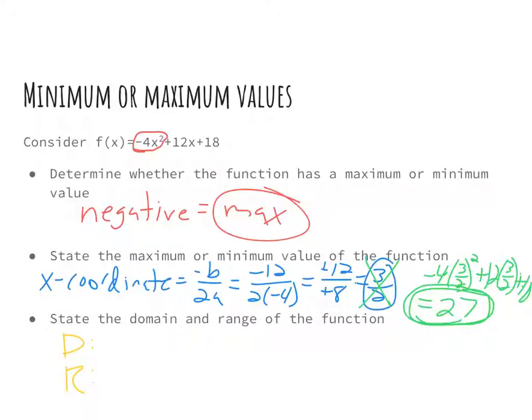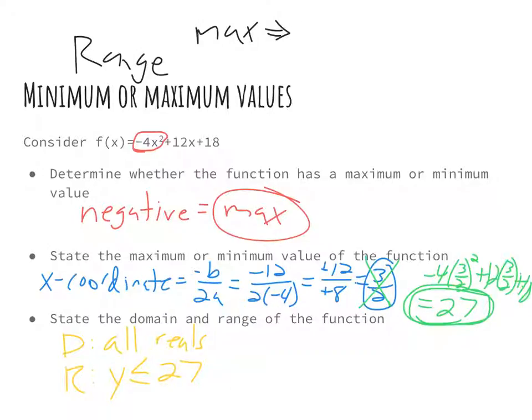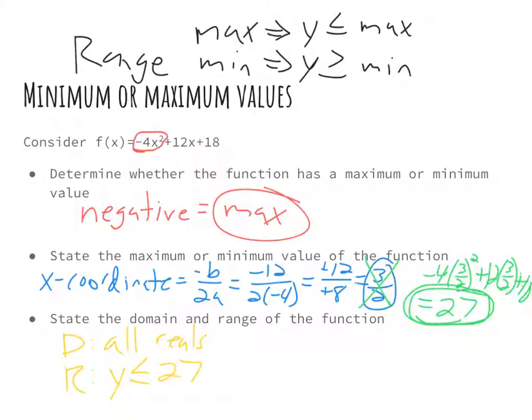Domain, range. Domain for all quadratics is going to be all reals. Okay? The range is going to depend on the max or a min. If it's a max, it's going to be y is less than or equal to that max value. If it was a min, we would use greater than. So somewhere in your notes for range, if it's a max, it's y is less than or equal to our max value. If it's a min, it's y is greater than or equal to our min value. So make sure you have that written down somewhere.